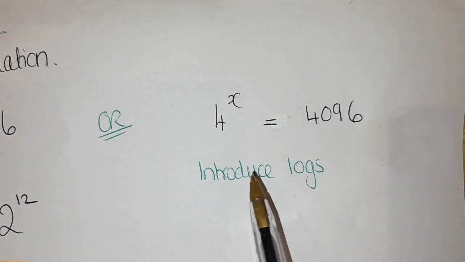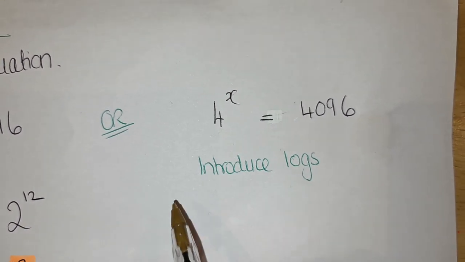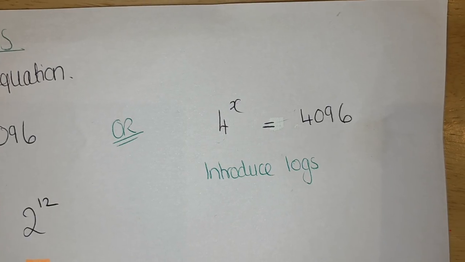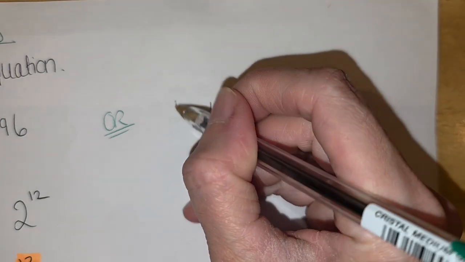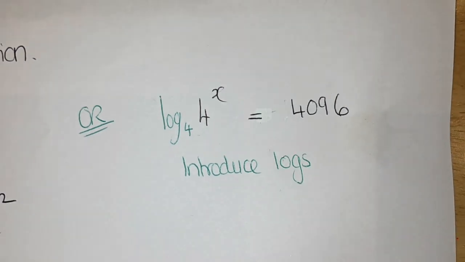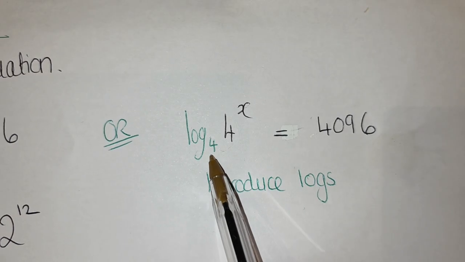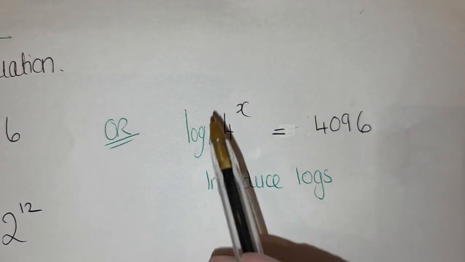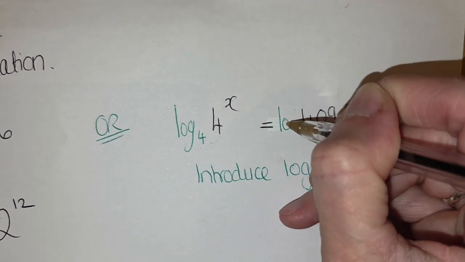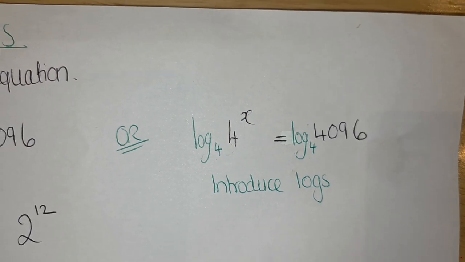The easiest log to introduce would be, look at the base number here. So we have a base of 4. The quickest and the easiest log base to introduce would be a log with a small base of 4. That's the quickest one. I could introduce any log base, but the quickest one will be this one because the large base number was 4. What you do to one side of an equation, you have to do to the other to keep it balanced. So I get the log of base 4 on the right hand side as well.